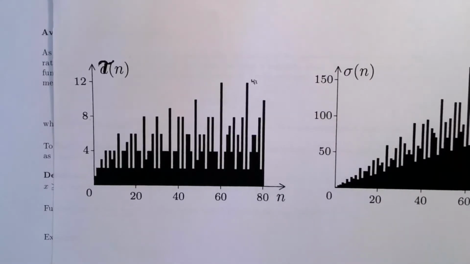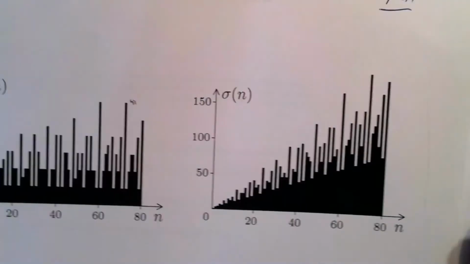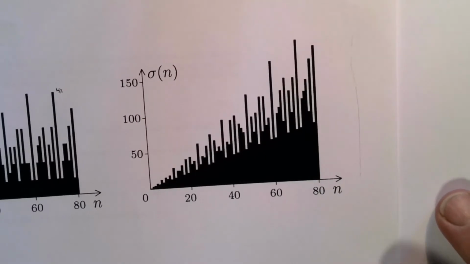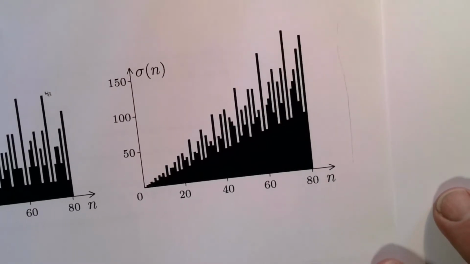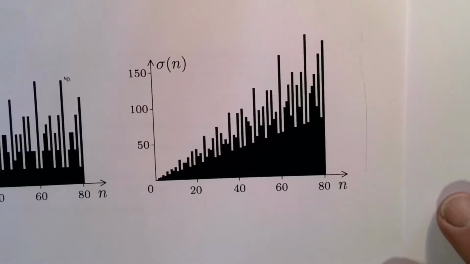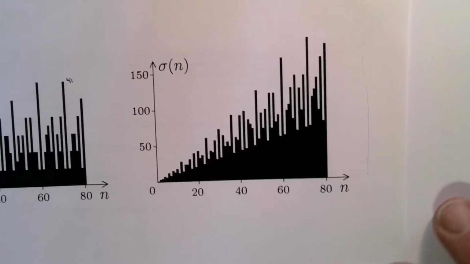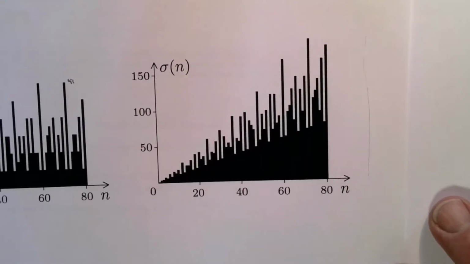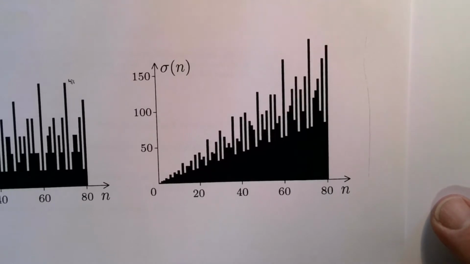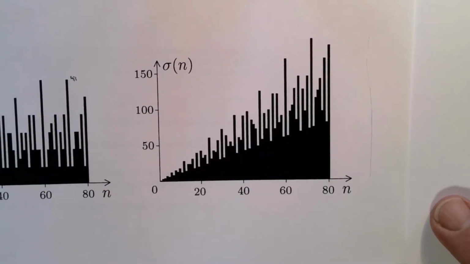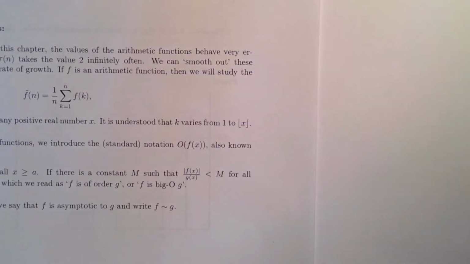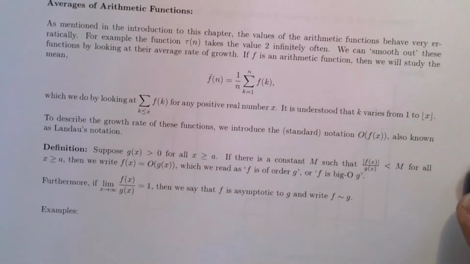And similarly, if we look at sigma of n, the sum of the divisors of n, we find the same thing happens. We're going to get similar sort of very strange behaviour. And what we'd like is to try and smooth out the data in some way and see what it looks like. I'll show you the pictures of that a bit later. But that's what happens when you just look at these two functions, tau and sigma.